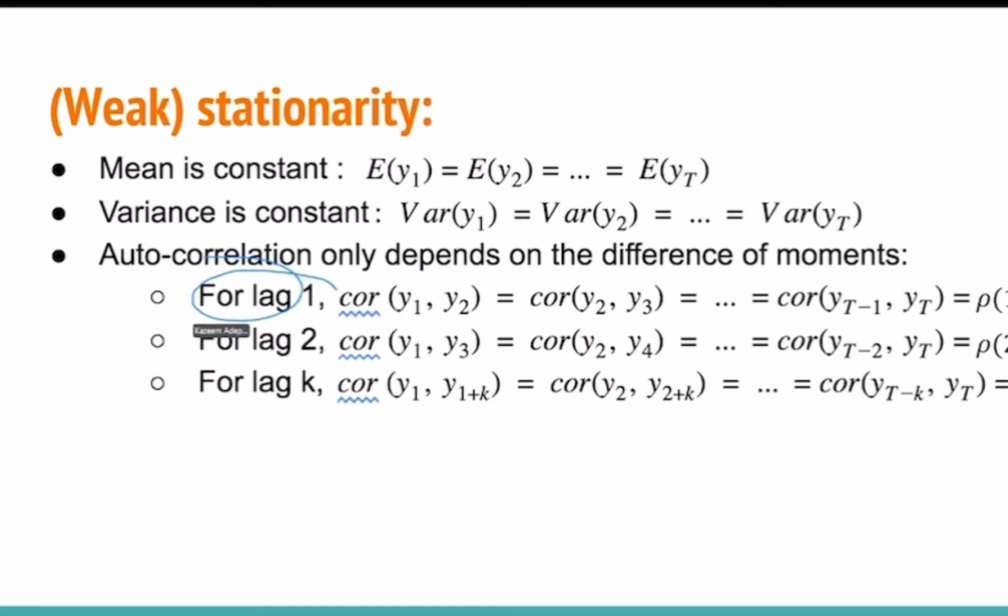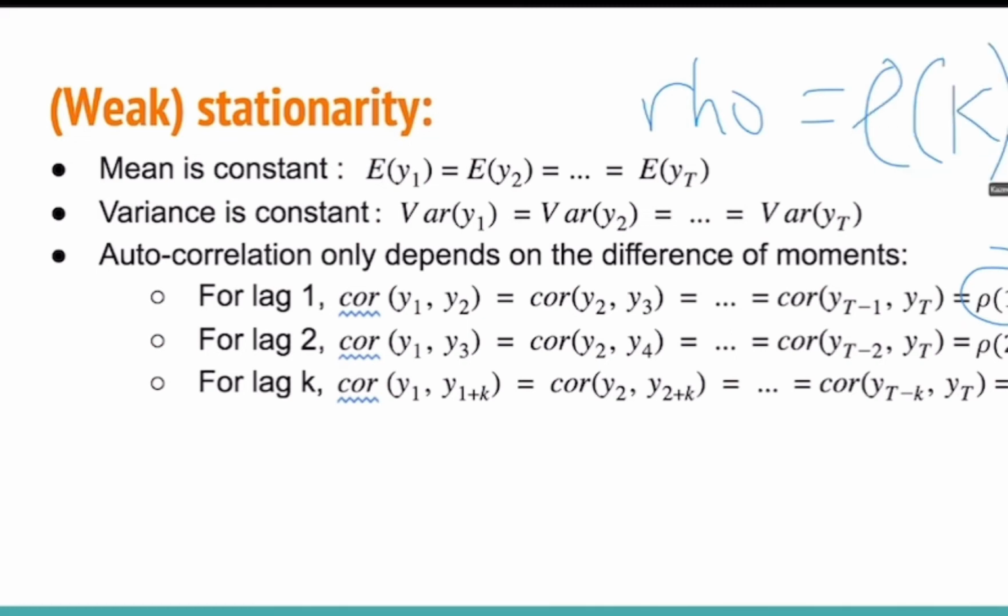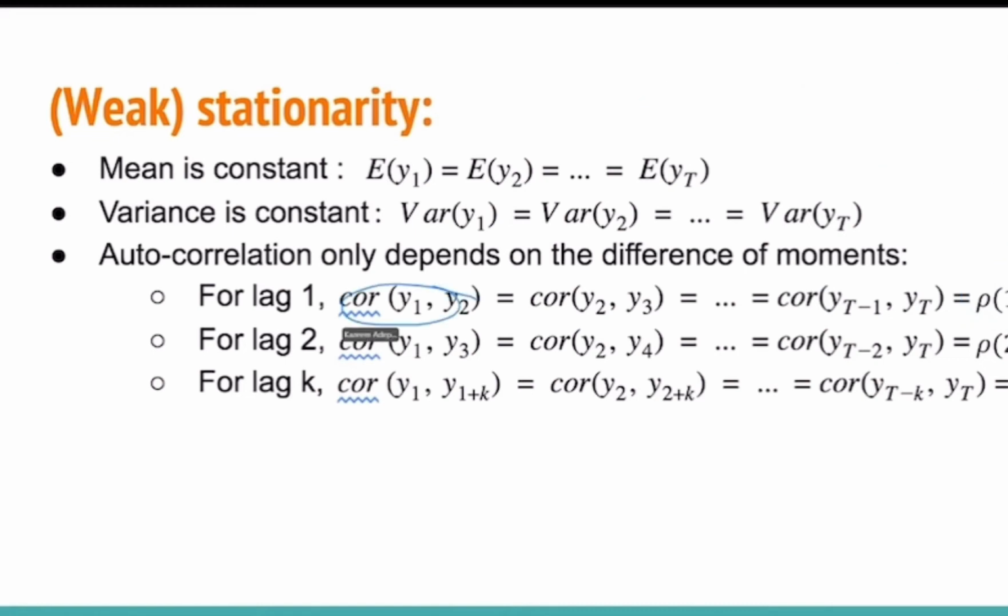What do I mean? At lag 1, the correlation between y1 and y2 should be the same as the correlation between y2 and y3, which should be the same as the correlation between y3 and y4. At lag 1, all the correlations have to be the same. We're going to denote that using rho 1. Rho is a notation for correlation. So anytime you see rho 1, it's talking about correlation at lag 1. I'm going to say that again. Anytime you see rho 1, that's what rho means. Then when you see rho k, that's the autocorrelation at lag k.